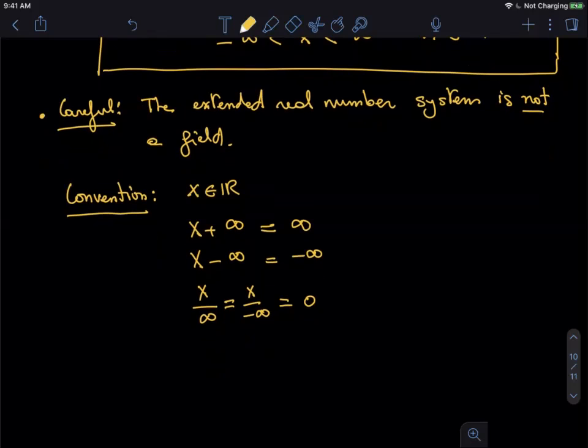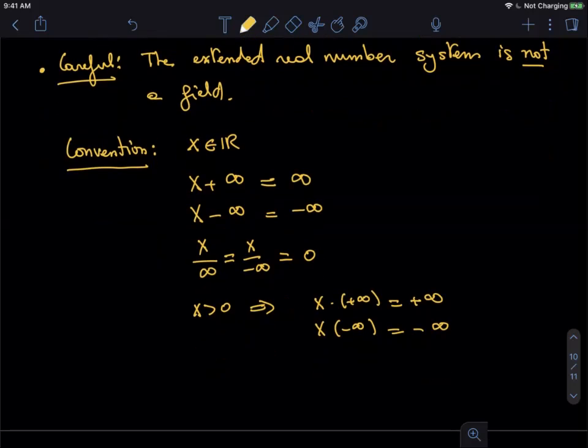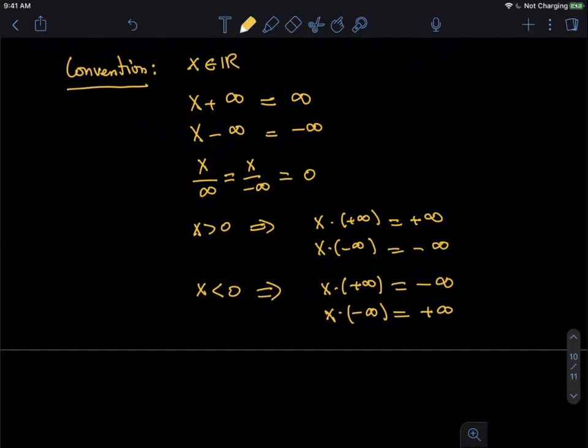More conventions. If we have a positive real number x, then x times plus infinity is plus infinity, and x times negative infinity is negative infinity. But if x is negative, the identity is flipped. Okay, so we multiply by plus infinity, we get negative infinity. This is as usual. And when we multiply by negative infinity, we get plus infinity.